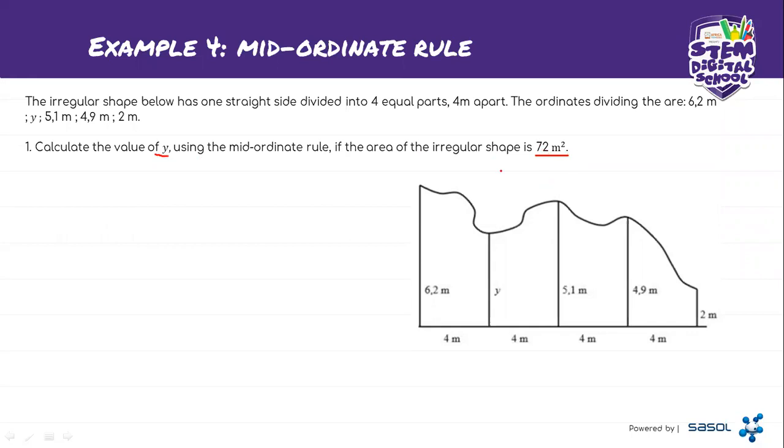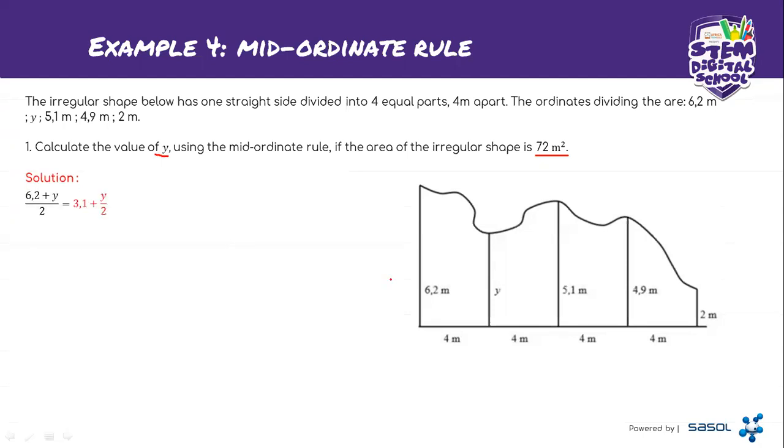meter squared. Now you can see that in this question we have the area, so we don't have to calculate the area in this case, but now we have to calculate one ordinate, which is y. Then we have to determine that value there. Then let's go and see how we calculate that.